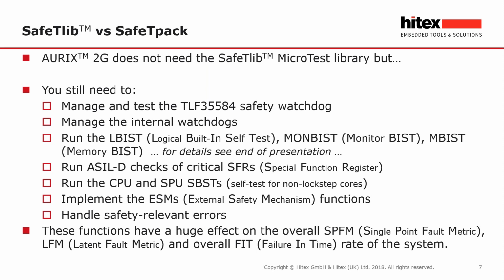You still need to run redundant checks of critical SFRs if you wish to run an ASIL-D. You also need to run CPU and SPU SBSTs if you wish to use non-lockstep cores for safety applications. You still need to think about the external safety mechanisms. You have some way of running these. Now, these mechanisms were formerly known as the assumptions of use, and there are many of these which are very much application dependent. And you also still need to handle any safety relevant errors through the safety management unit.